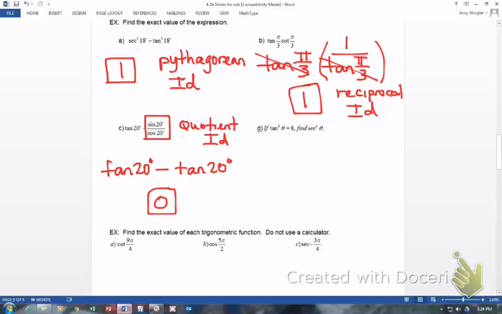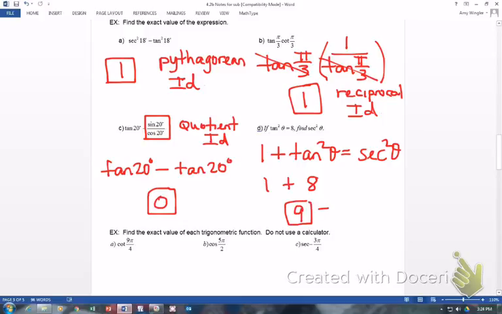On part D, since we're given tangent squared and we're finding secant squared, I'm going to go back to my Pythagorean identities, and I'm going to use the Pythagorean identity that says 1 plus tangent squared of theta equals secant squared of theta. We're told in this problem that the tangent squared of theta equals 8. So wherever you see a tangent squared, you're going to substitute in an 8. Then you just do the math. 1 plus 8 is 9. So 9 equals secant squared of theta. That's what you're trying to find, so you stop.